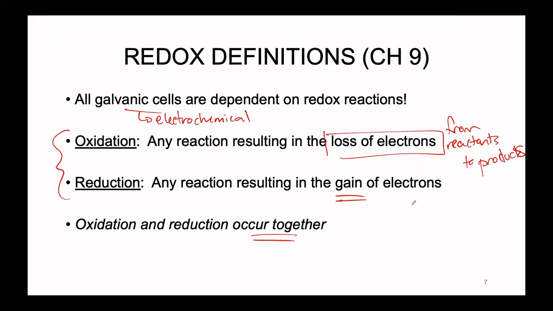And so in a reduction reaction, the electron is a reactant, and is absorbed by some other reactant that's present, and the product is a more negative species. We can see why these two reactions occur together: one reaction is losing electrons, and another species nearby is gaining electrons as a result. The combination we call a redox reaction.